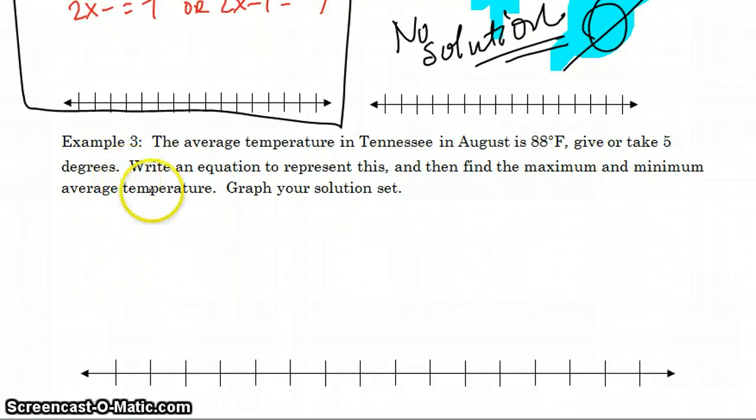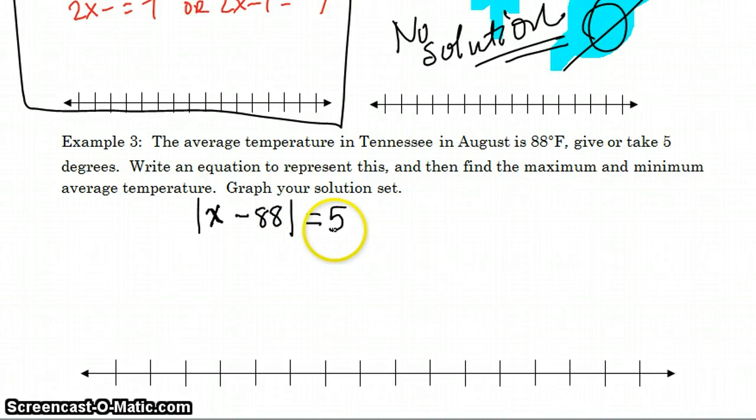All right, so I don't know the temperature. It says write an equation to represent this and then find the maximum and minimum average temperature. So I don't actually know the temperature, and that give or take is the 5 degrees. So that's where it could be. We could add 5 degrees or we might subtract 5 degrees. So that's where absolute value is going to come in. So our temperature, we don't know what it is, but it's either above or below 88. So I'm going to say our temperature, take away 88, can be 5 degrees. It can be 5 degrees above, or it could be 5 degrees below.